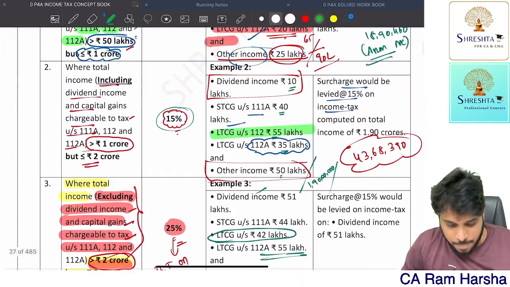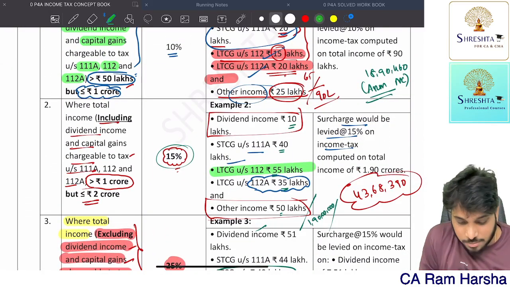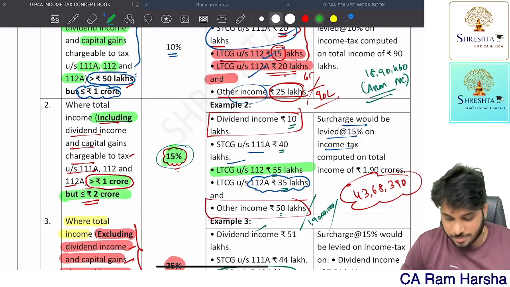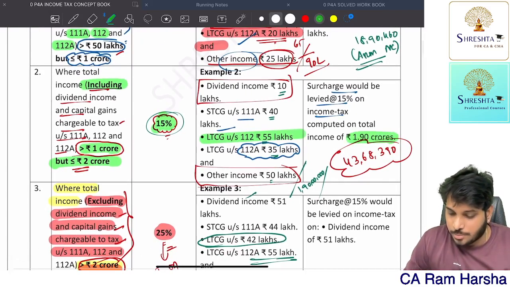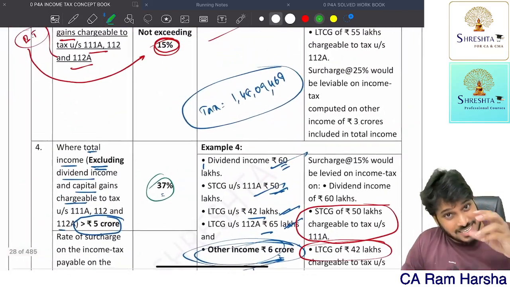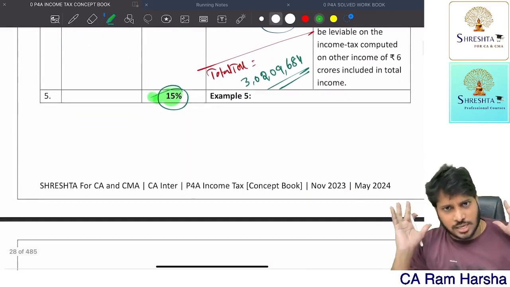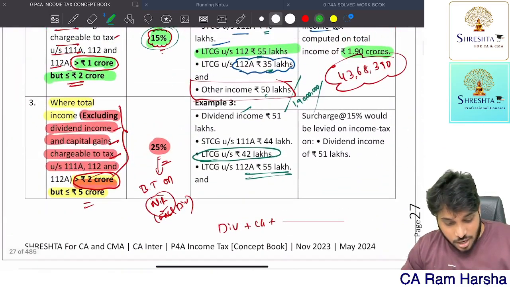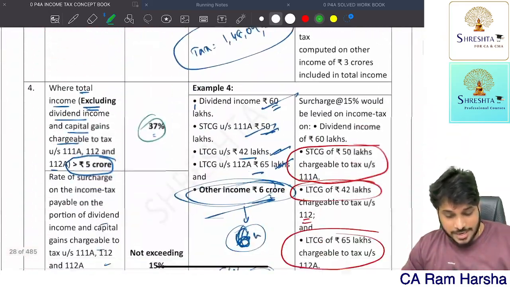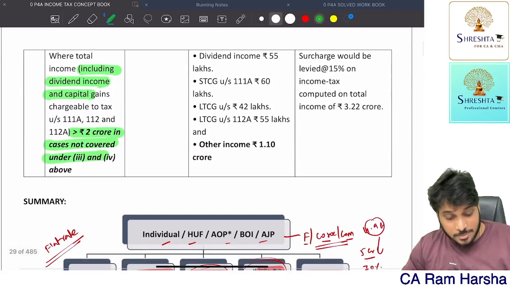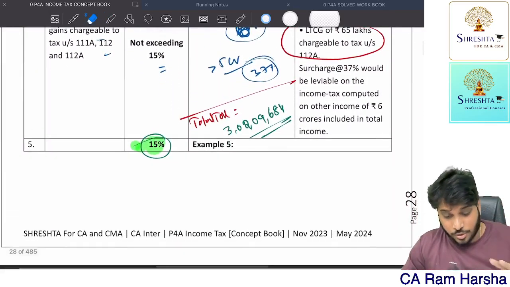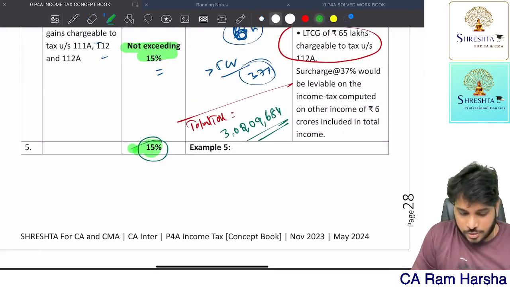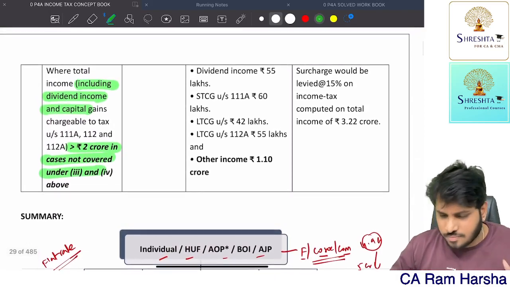You can see here, in the second case, if you observe, the total income including all this is more than 1 crore but not exceeding 2 crore, and they are saying 15%. Here total income is 1.9 crore. Suppose my total income has crossed 2 crore, it will not come under the second scenario. It will not come under the second scenario where total income is crossing 2 crore but not covered under the above. In such a case, as a whole, the surcharge rate is 15%. See, they are simple, they're very clear.